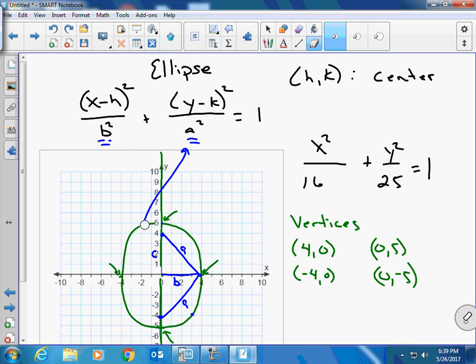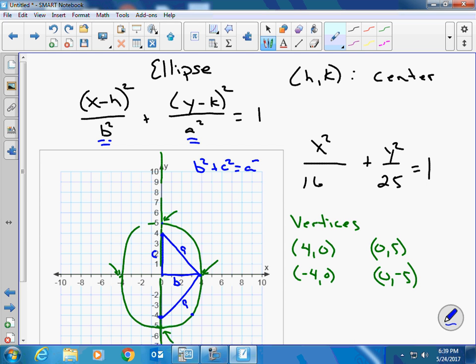Give me a second to copy that down. So what do we have? Like we talked about in circles, we have Pythagorean theorem. We know Pythagorean theorem. So in this case, B squared plus C squared equals A squared.